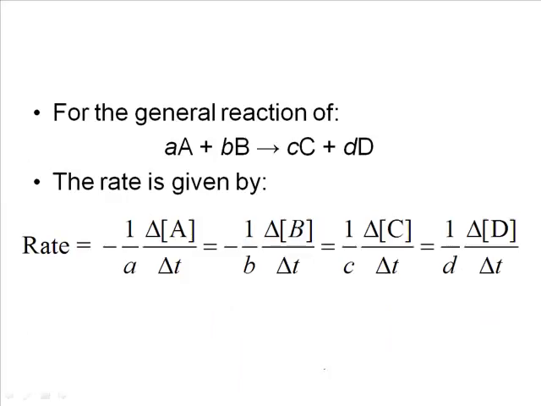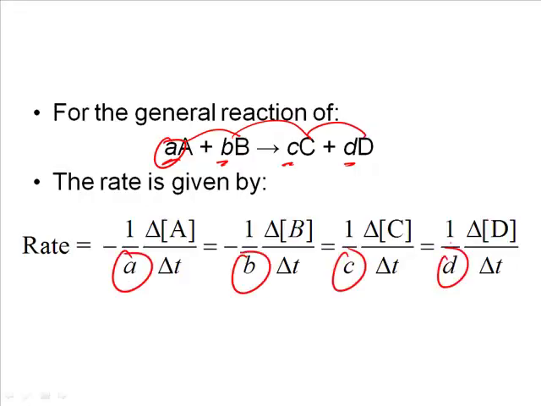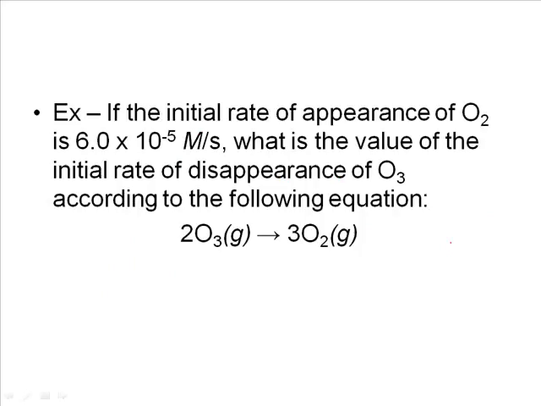So a very simple way to look at that is these small letters here are the coefficients. The way that you can compare what one reactant is going to do as compared to another reactant or a product is simply taking the coefficient, putting it over or under 1, and ending up with your ratio of 1 to the other. So here's an example of this.